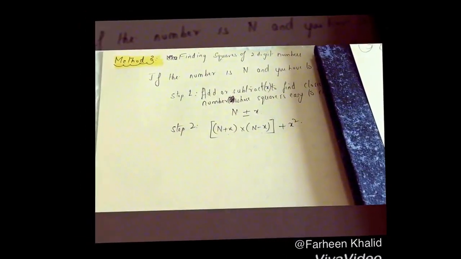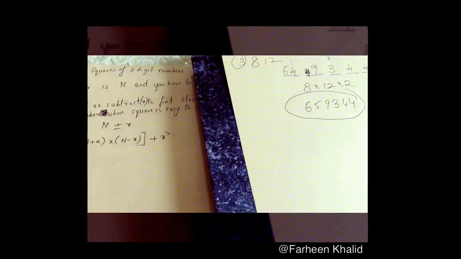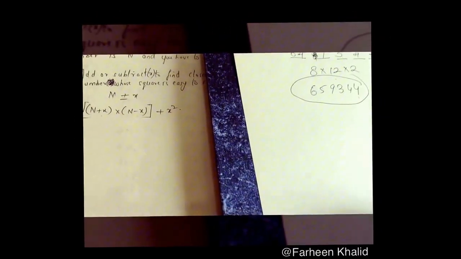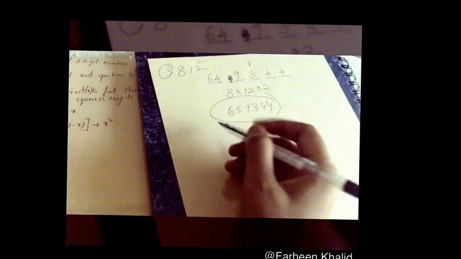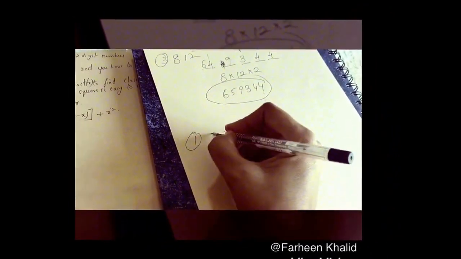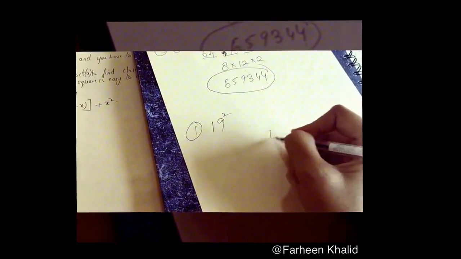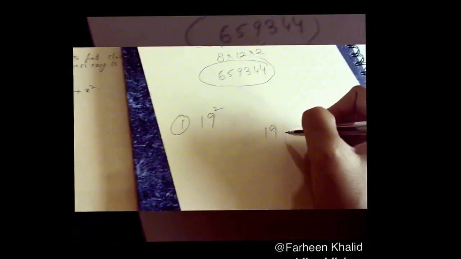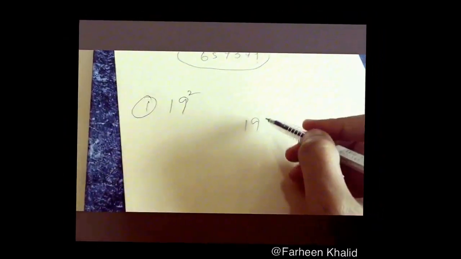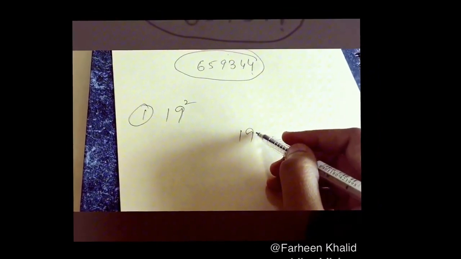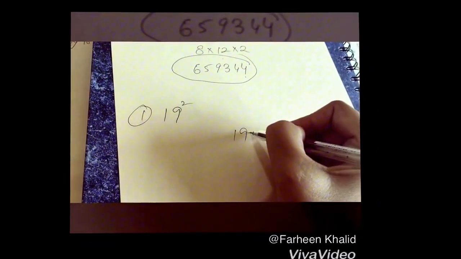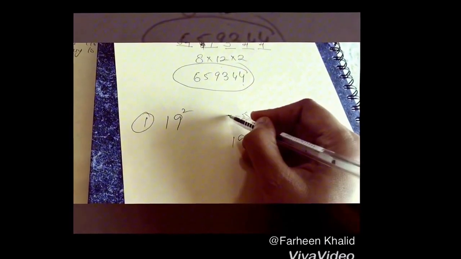Okay, let's see, which example should we take here? I think we can go with, let's say, 19. So the first example we take here is 19 square. First you have n here, which is 19. Now let's find the number which is closest whose square we know. So you think it's 20? Yes, so it is 20.